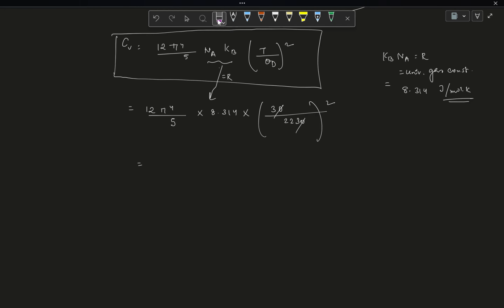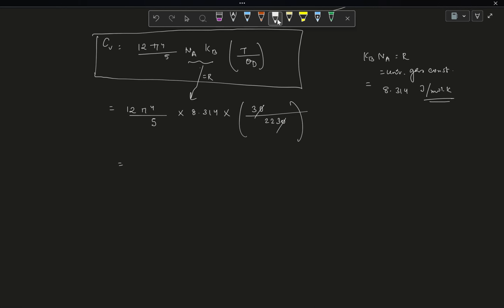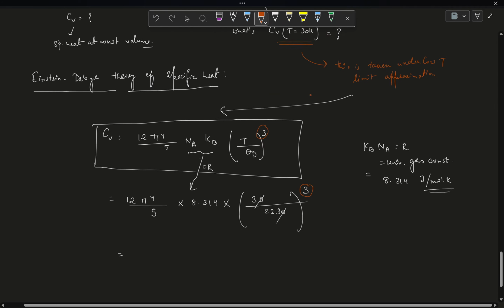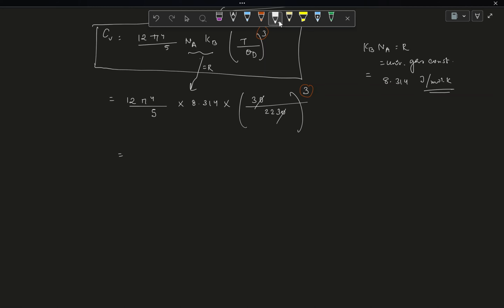That's why the formula is not giving us the correct answer, because here there is no square but there will be a cube. Sorry, so there will be a cube sign. Please rectify this. There is a cube sign, not square. I by mistake put it as square earlier, but this is a cube term. Okay, so if you now do the calculation carefully, this is 3 by 223 whole cube into 12 into pi to the power 4 divided by 5 into 8.314.